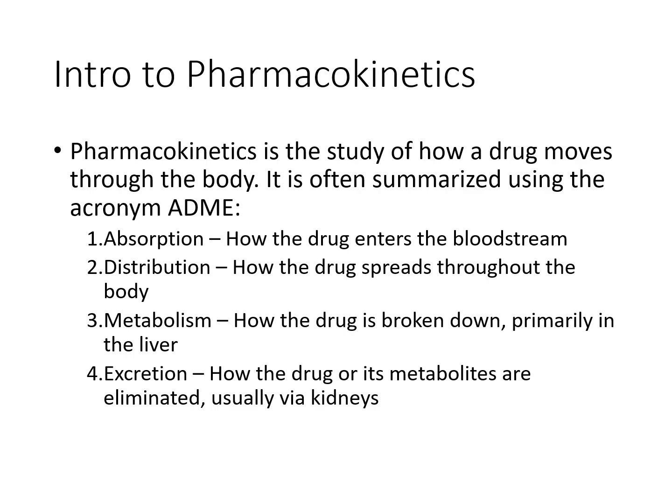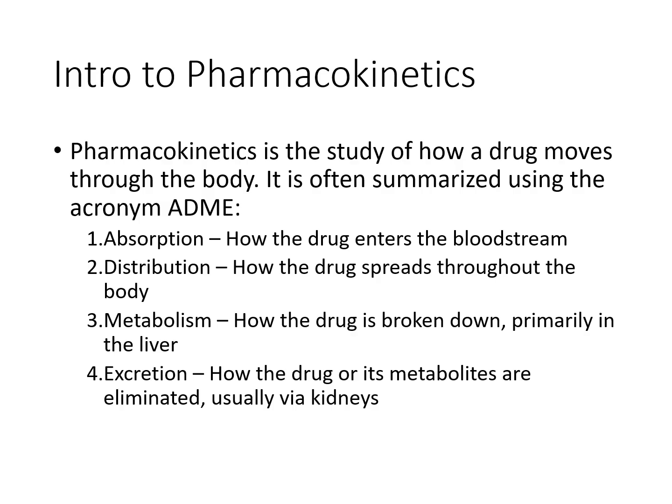Then we have D for distribution, so where the drug goes in the body. Once in the bloodstream, the drug is transported to tissues and organs. Some drugs bind to plasma proteins like albumin, which can affect the availability. Lipid-soluble drugs may cross the blood-brain barrier or accumulate in fat tissues.